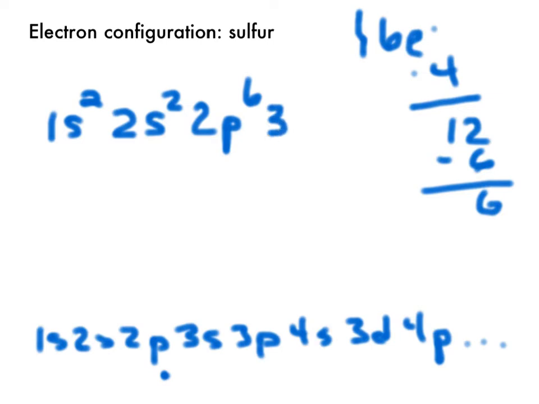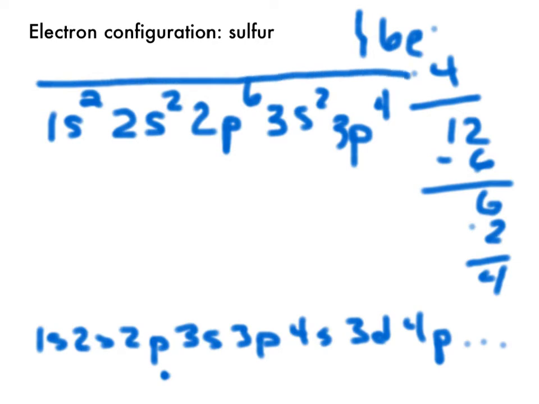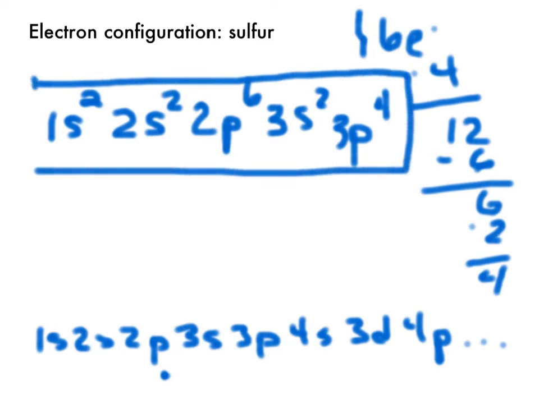So now we have the 3s, and we can put 2 in the 3s. Alright, the 3s2, so we've used up 2 electrons, so we have 4 left, so then we'll do the 3p4. So this right here is our electron configuration for sulfur.